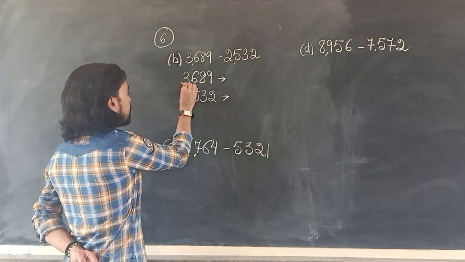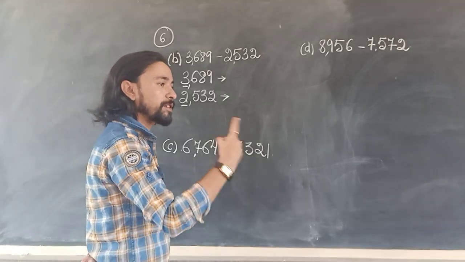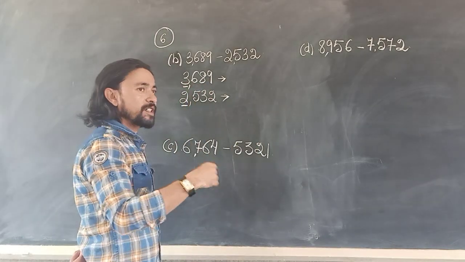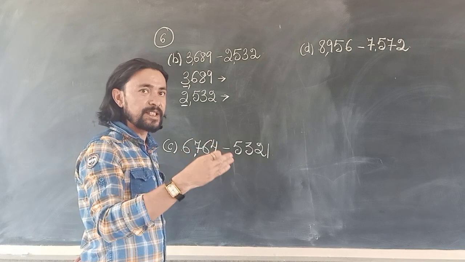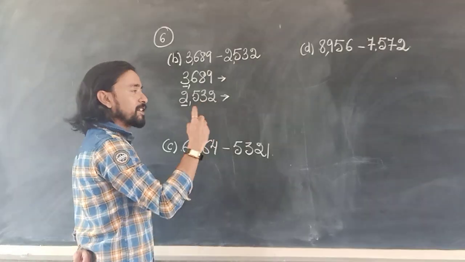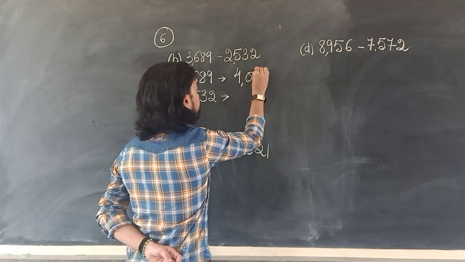So I underline my thousands place value. I look at the number to the right hand side. After 3 is 6. 6 falls in the second category, that is 5, 6, 7, 8, 9. So this 3 will increase by 1. It will become 4 and the remaining will become 0.